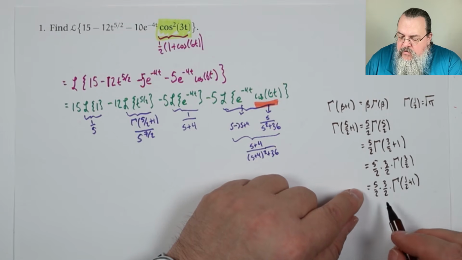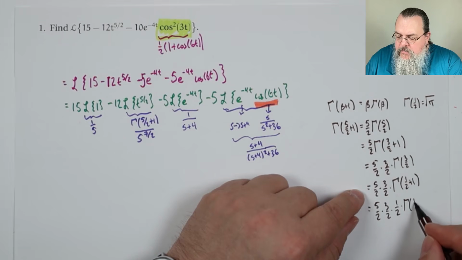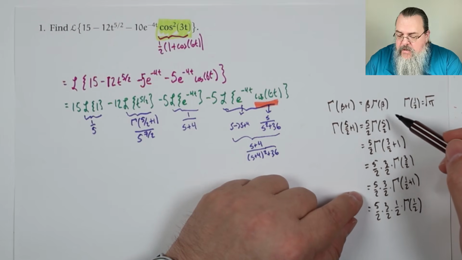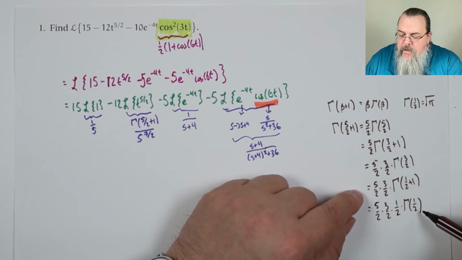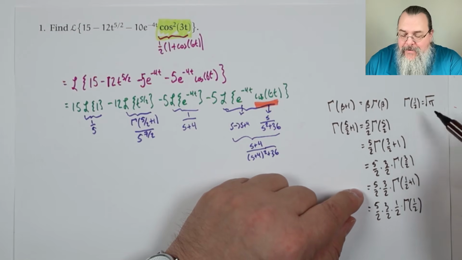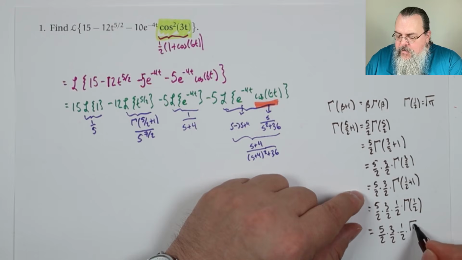And, okay, so what is this? 5 halves times 3 halves times 1/2 times gamma of a half, right? We're using gamma of beta plus 1 is beta gamma beta. Well, wait, hold on, no, we're not doing that. You see gamma of a half, that's square root of pi. So that's 5 halves times 3 halves times 1/2 times square root of pi, or, if you like, 15 divided by 8 square root of pi.